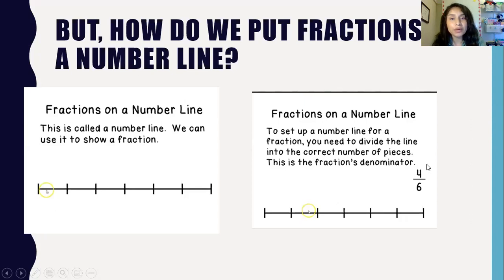My numerator is the number of jumps. This is where I will place my 4/6 on a number line. 1, 2, 3, 4.